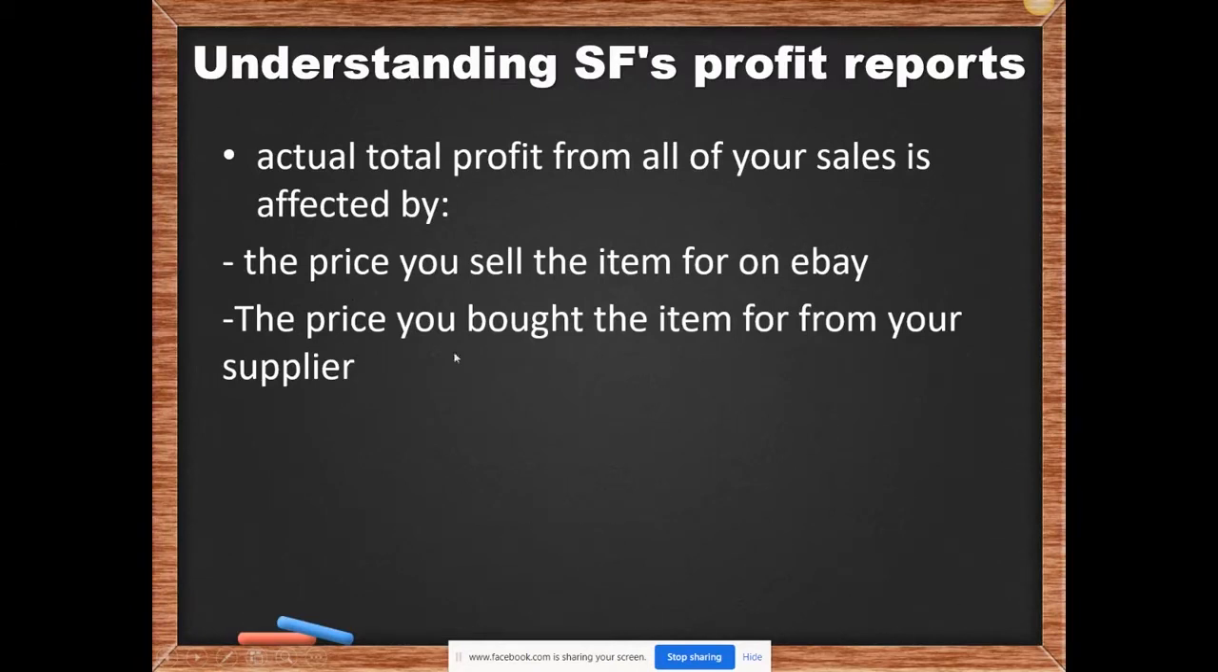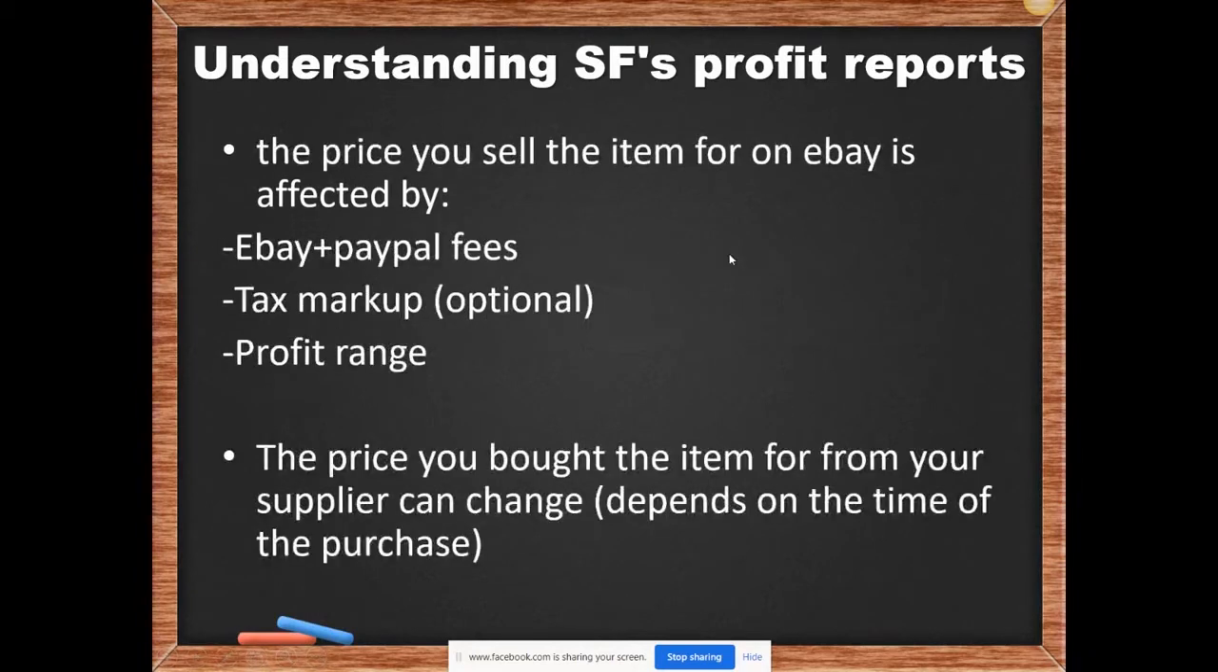So, the price you sell the item on eBay, right? It's affected by a couple of things, right? For example, I wrote it here. For example, your eBay and PayPal fees, right? Your tax markup, if you choose to edit, right? If you're not tax exempted, and your desired profit range, right? We all know all of this from our global settings, right? When we add a new store to SaleFreaks, our next step should be to go to the global settings and edit all of these numbers.